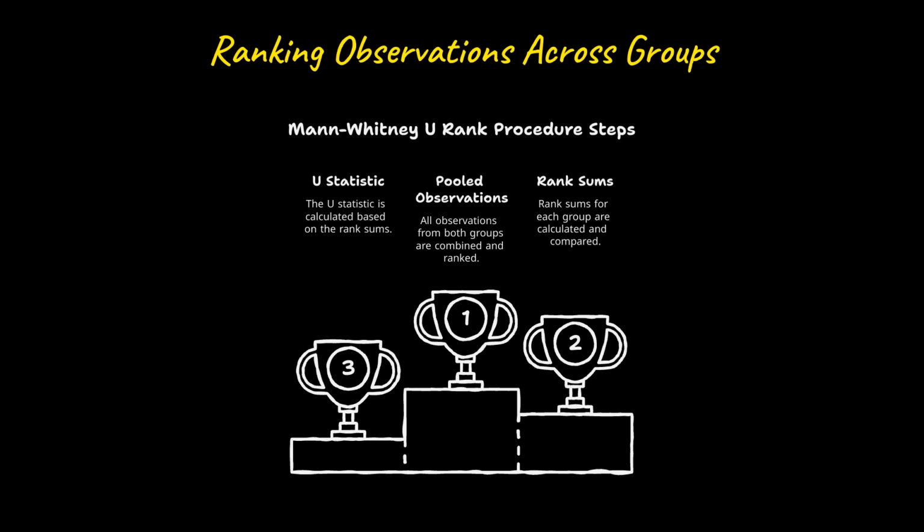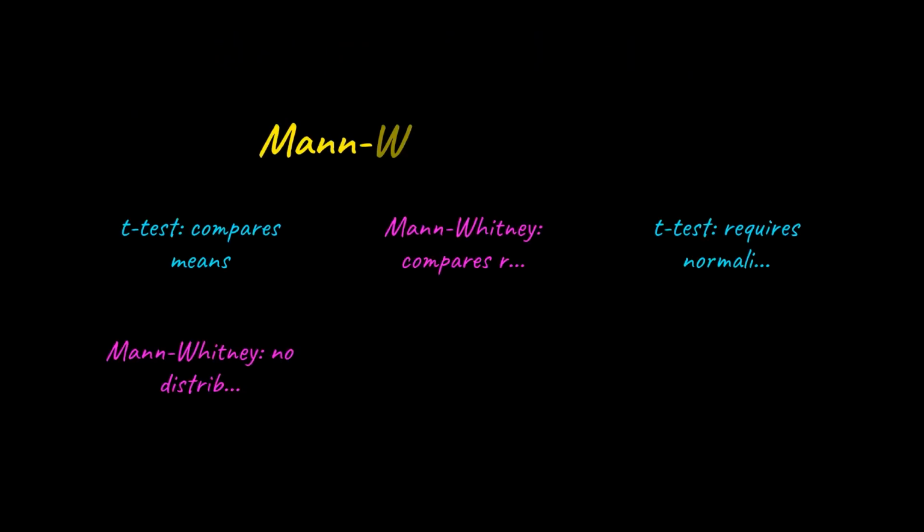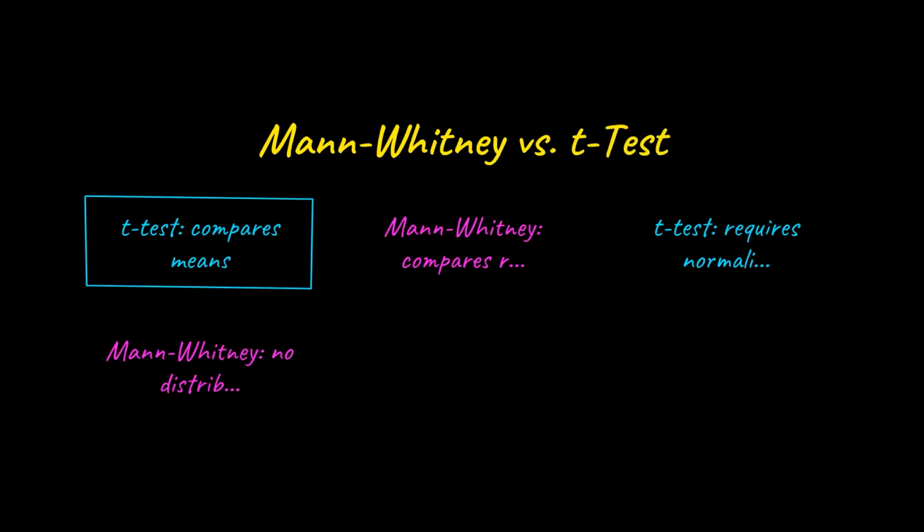All observations from both groups are pooled and ranked from lowest to highest. The sum of ranks in each group is then compared. If one group consistently holds higher ranks, it tends to have higher values, and the U statistic captures exactly that difference.